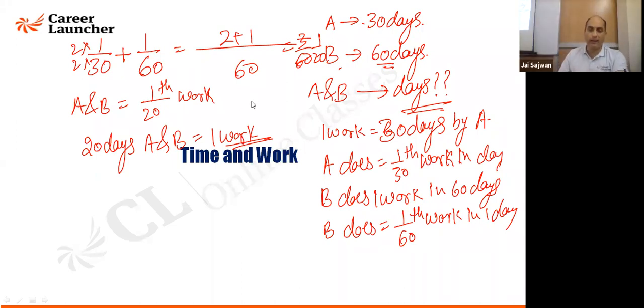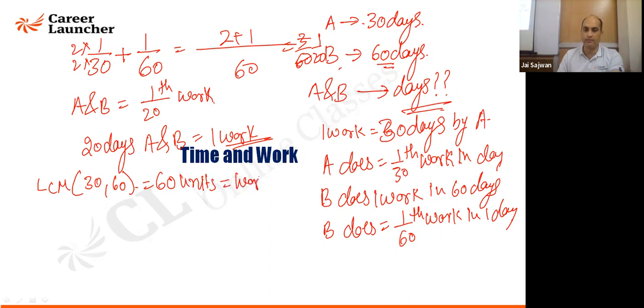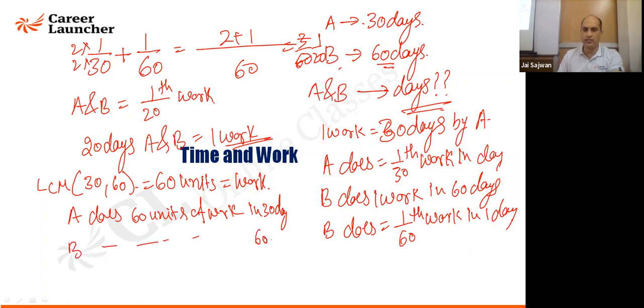So the second part here is, I don't know how many of you are engineers, but in engineering, we consider every work as a unit. So what I'll do is, I'll take a number which is a multiple of 30 and 60. So I will say the total work is 60 units of work. A does 60 units of work in 30 days. B does 60 units of work in 60 days.